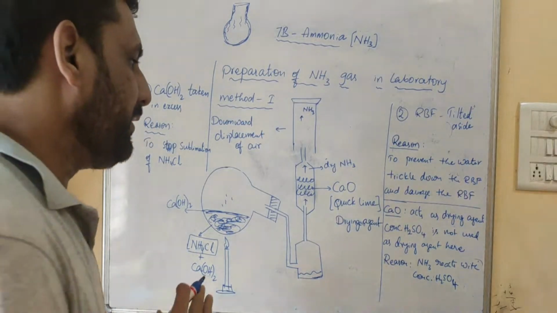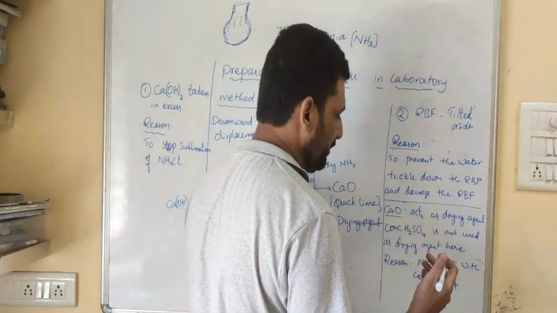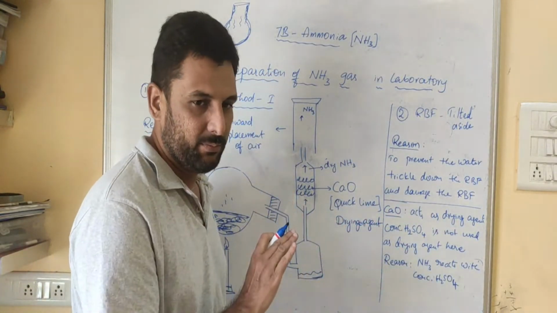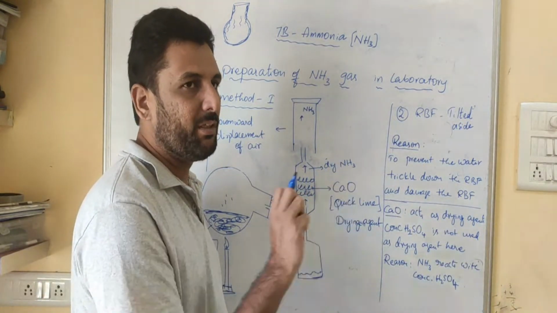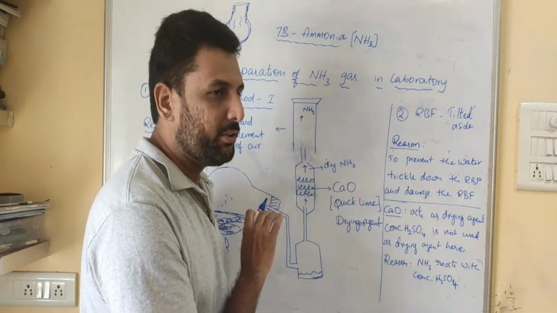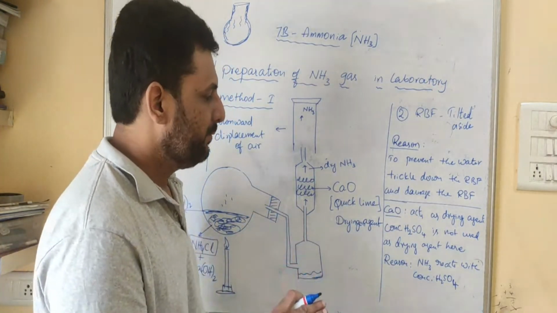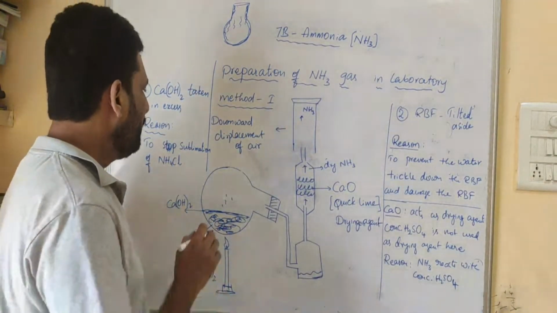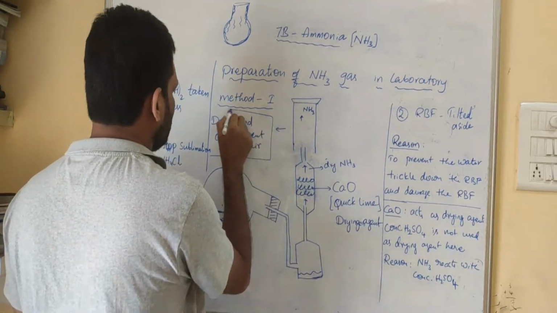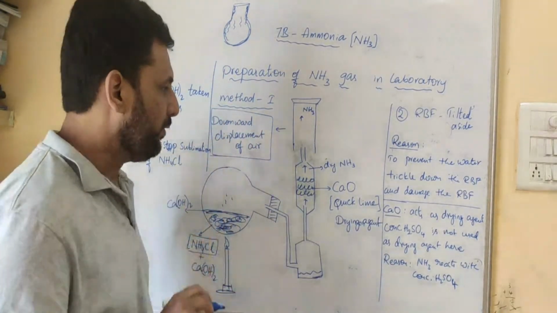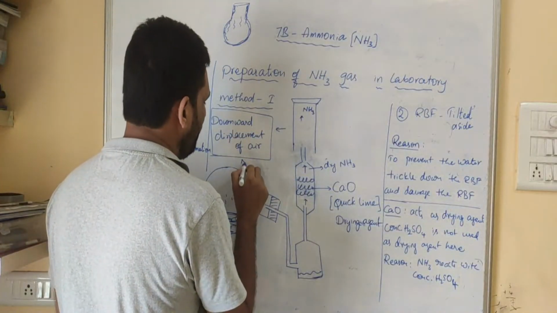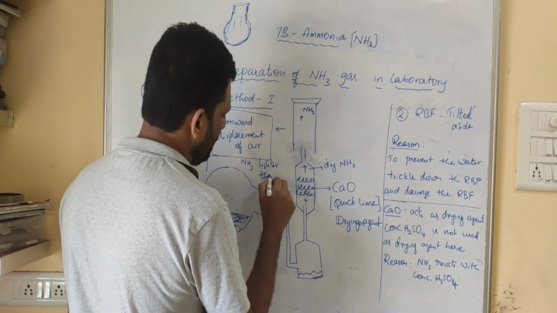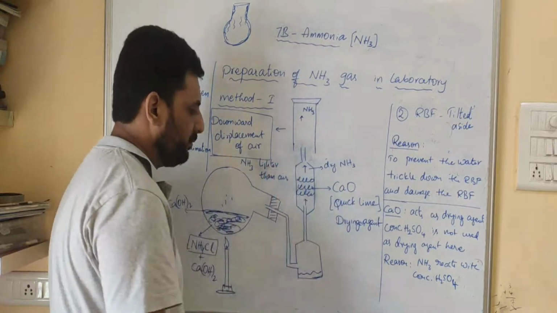So a drying agent must be a chemical compound or a substance which only absorbs moisture and does not react with the gas. The purpose of a drying agent is to absorb moisture. That's it. It should not react with the gas. Did you understand that? And the method of collection of gas is downward displacement of air. What is the reason for downward displacement of air? Because ammonia gas is lighter than air.